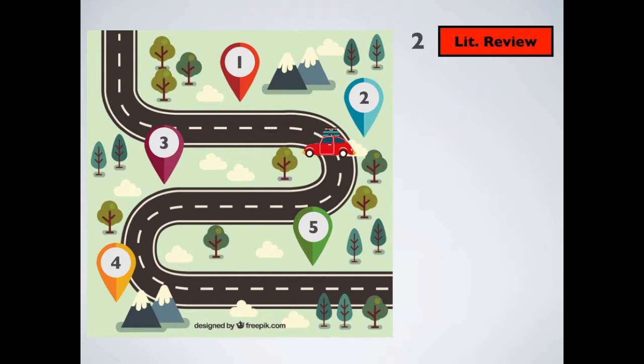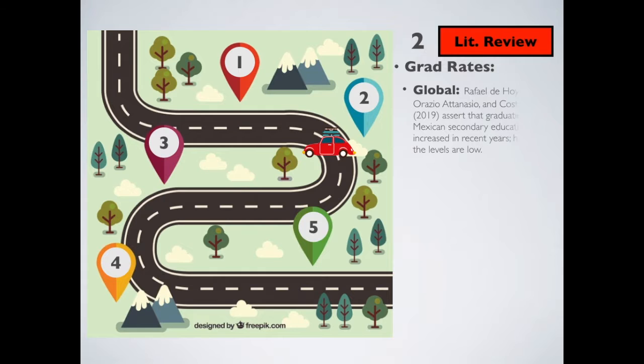Our second stop is the literature review. I start with the literature addressing graduation rates. I split this section into global and national perspectives. My global article asserts that graduation rates in Mexican secondary education have increased in recent years. However, the levels are low. This indicates an issue with graduation rates on the global stage.